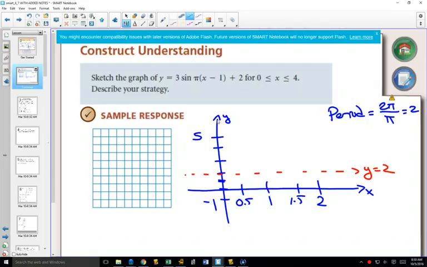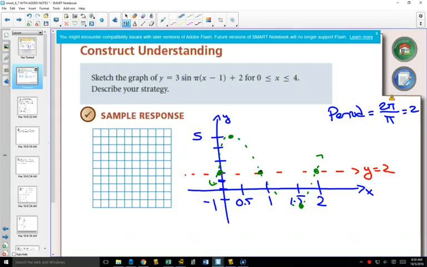It's a sine graph. Where does sine start? Center line going up, back to the center line, down to your minimum, back to your center line. And this is our temporary graph before we've done any horizontal shifts. Then we look, how do we want to shift this? It's going to get shifted 1 to the right.